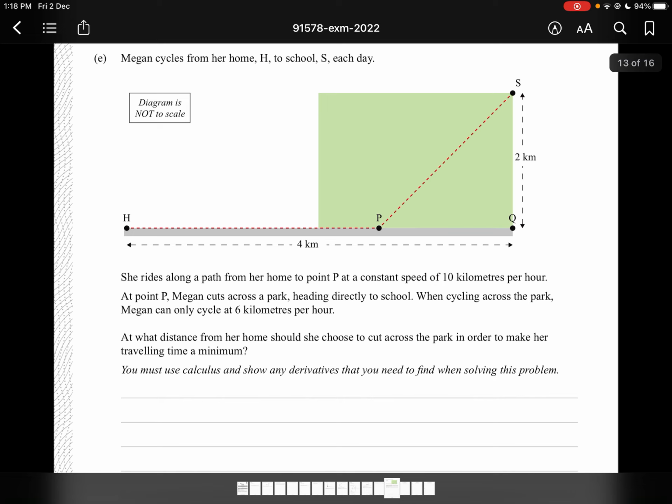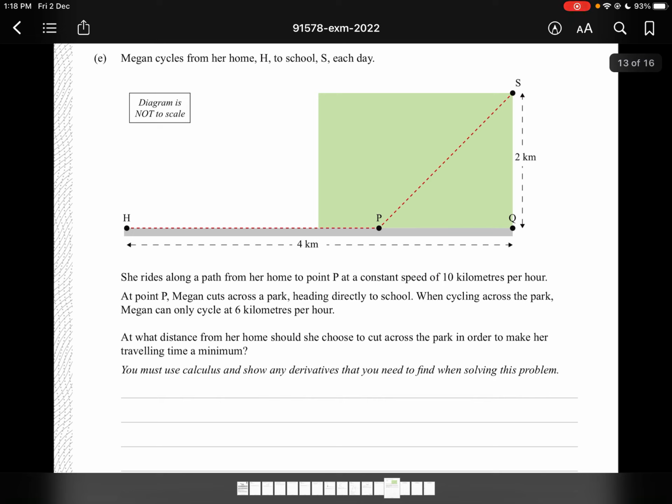So at the start, this question might seem really complicated, but what this question is really asking is just finding an expression for the total distance traveled, and then classifying that distance as the distance traveled on the gravel and the distance traveled in the park. And once you have classified those two distances, you can then use the speeds, 10 kilometers per hour and 6 kilometers per hour, to find an expression of time in terms of the distance. And once you have that, you can just use your standard differentiation to differentiate and set it equal to 0, and then find the optimum x value for when she should cut across the park.